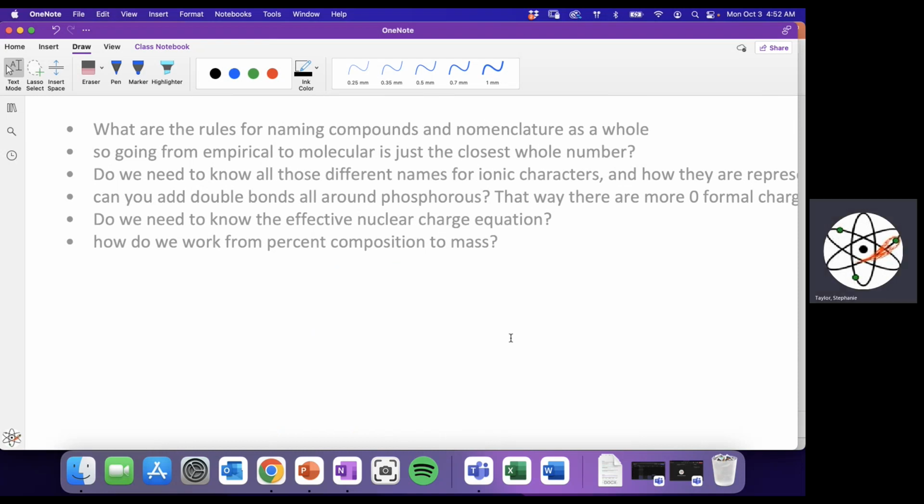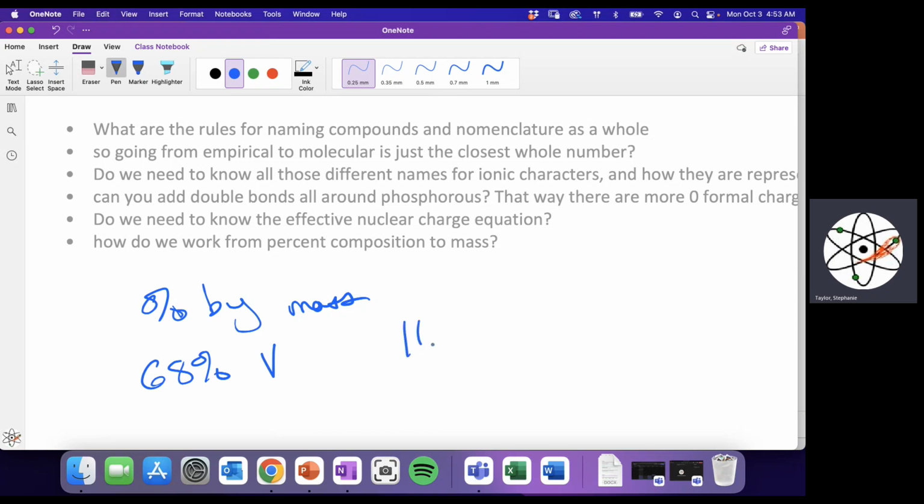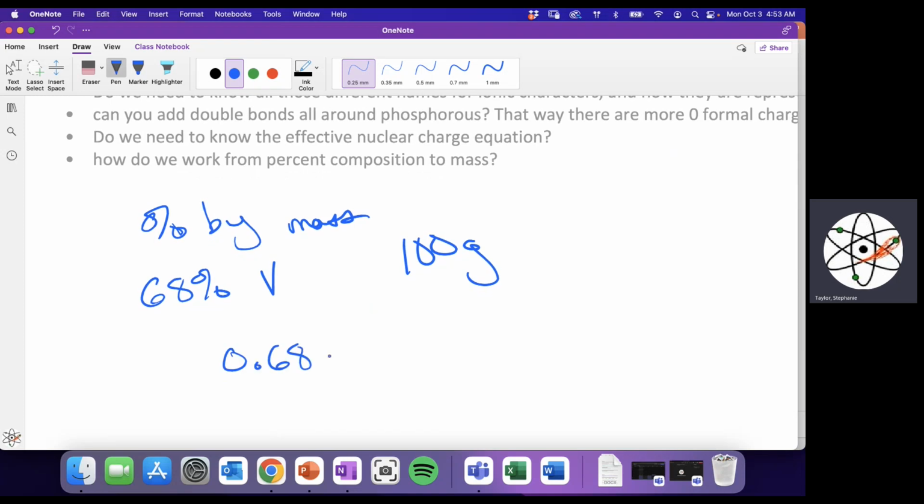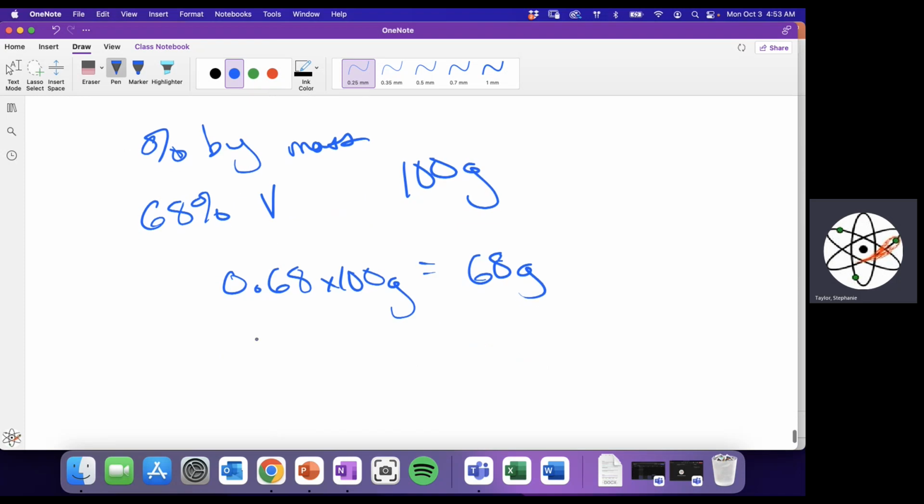As far as working from percent composition to mass, if you wanted to go just to mass and stop, then realize that your percent composition is really a percent by mass. So when we say that something is 68% vanadium, that is 68% of the mass. If I wanted to say that I had a 100-gram sample, I would just use percentages. So I could take my 0.68 times 100 grams to then get my 68 grams. If I had a different sample size, I would do that same idea.